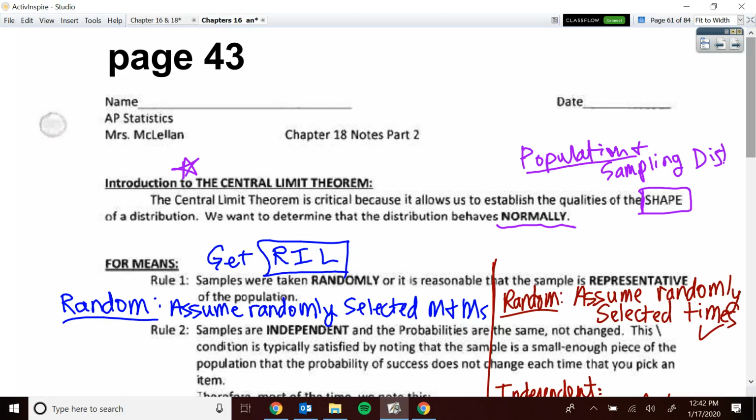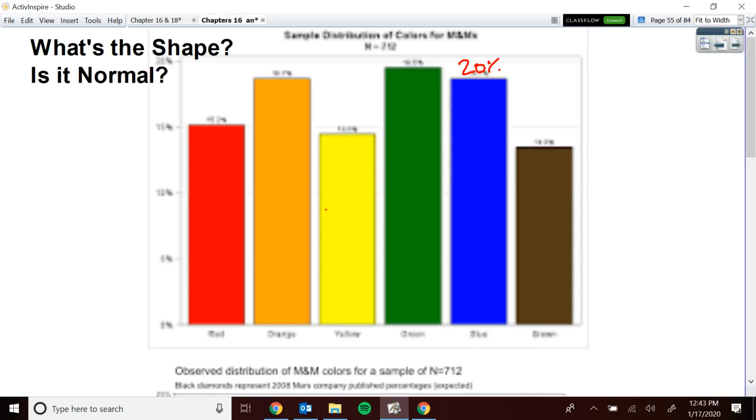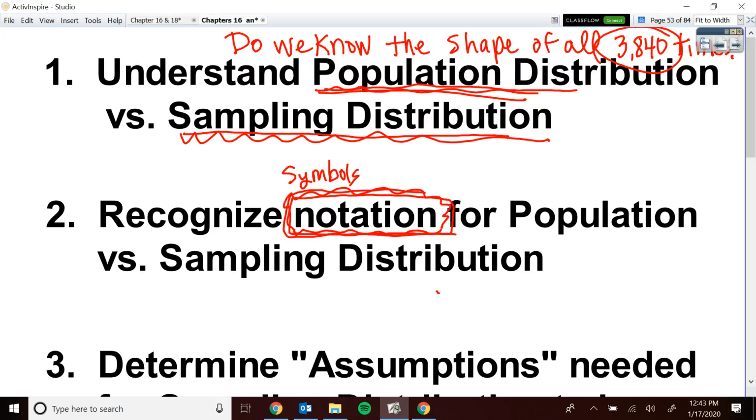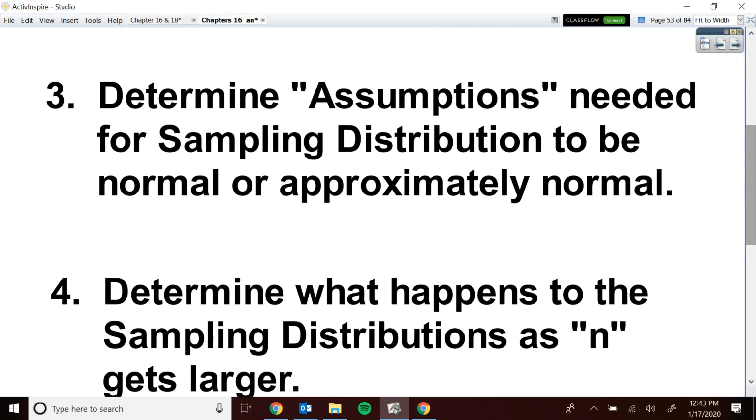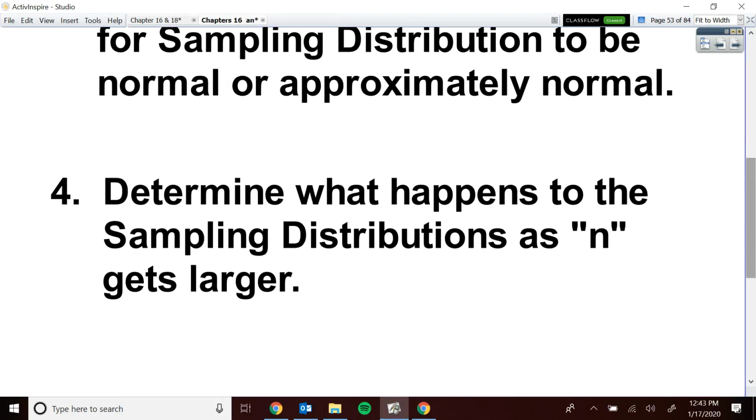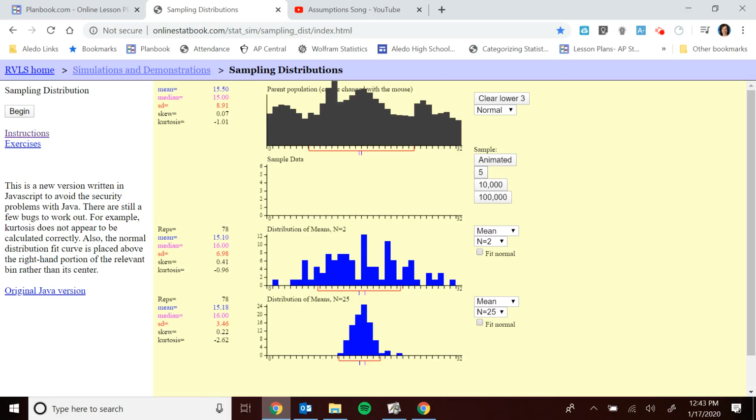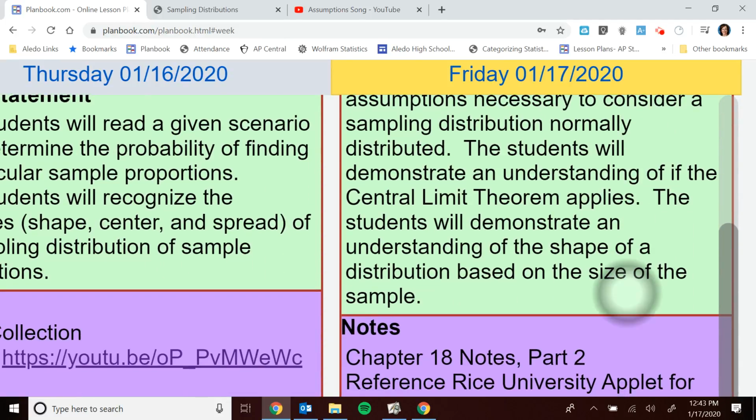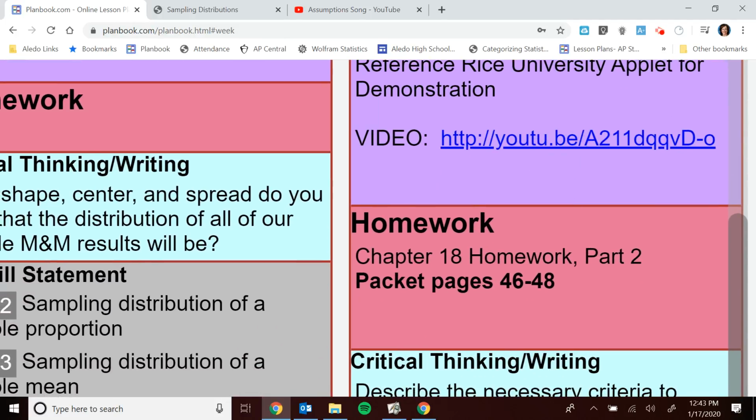And so in summary, we wanted to make sure that we had that understanding of the population, sampling distribution, that notation, getting those assumptions. And then we'll talk a little bit more about this as n gets larger at another time, on Tuesday. So you have to do your assignment, which is pages 46 to 48. Now, I know that it very well could be Monday night or Tuesday flex when you're doing this. I hope not Tuesday flex, because I think this assignment will take longer than 25 minutes, okay? It's probably going to be a 40-minute assignment.